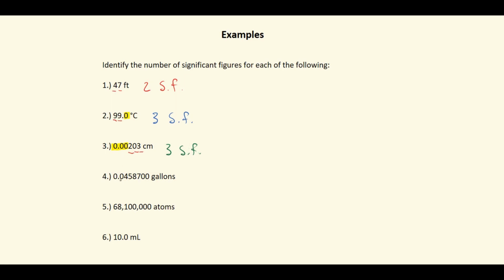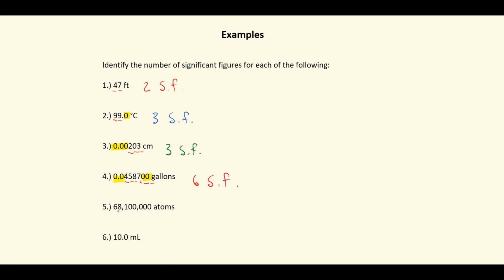Alright, the next one says 0.0458700 gallons. We see that we have some leading zeros, which are never significant. We have 1, 2, 3, 4 integers, which are always significant. And then we have 2 trailing zeros here at the end. And trailing zeros are significant if we have a decimal point in the number. This number does have a decimal point, so these 2 zeros at the end count. So altogether we have 1, 2, 3, 4, 5, 6 significant figures.